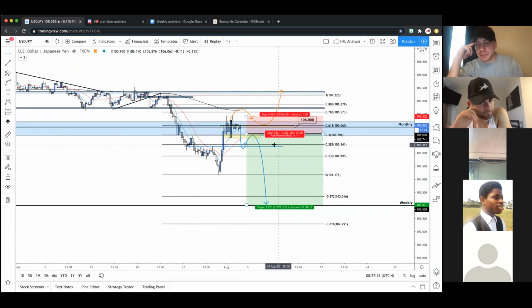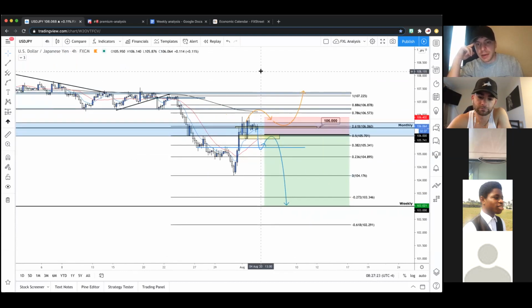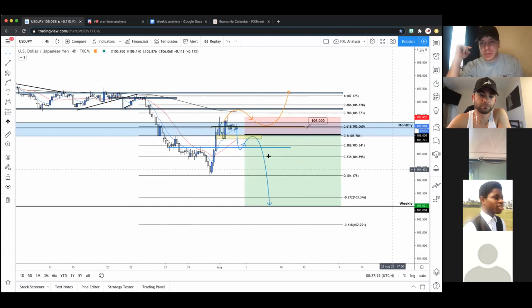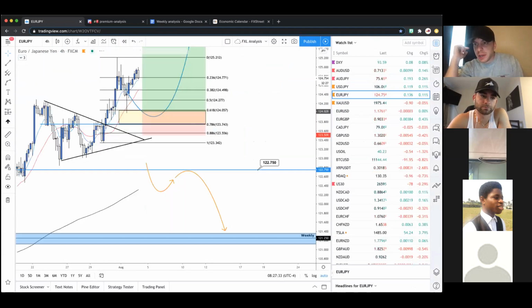And this could be a good one. So again, this is UJ. You have to consider the fundamental news surrounding the US dollar right now. It lines up with this trade idea very well, DXY, okay? So looking pretty good. And that's UJ, guys. Now I want to move on to EJ and then gold.